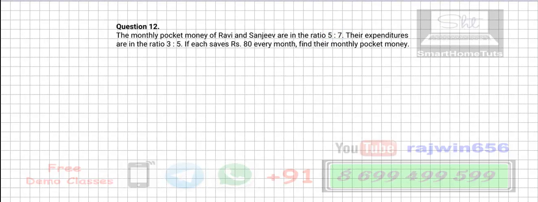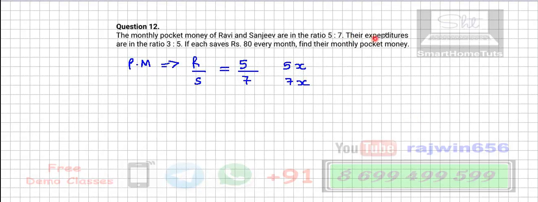Okay, so this is the first thing that I'm going to take. Pocket money. This ratio for Ravi is to Sanjeev is going to be 5:7. So this value we can take as 5x. This value we can take as 7x.